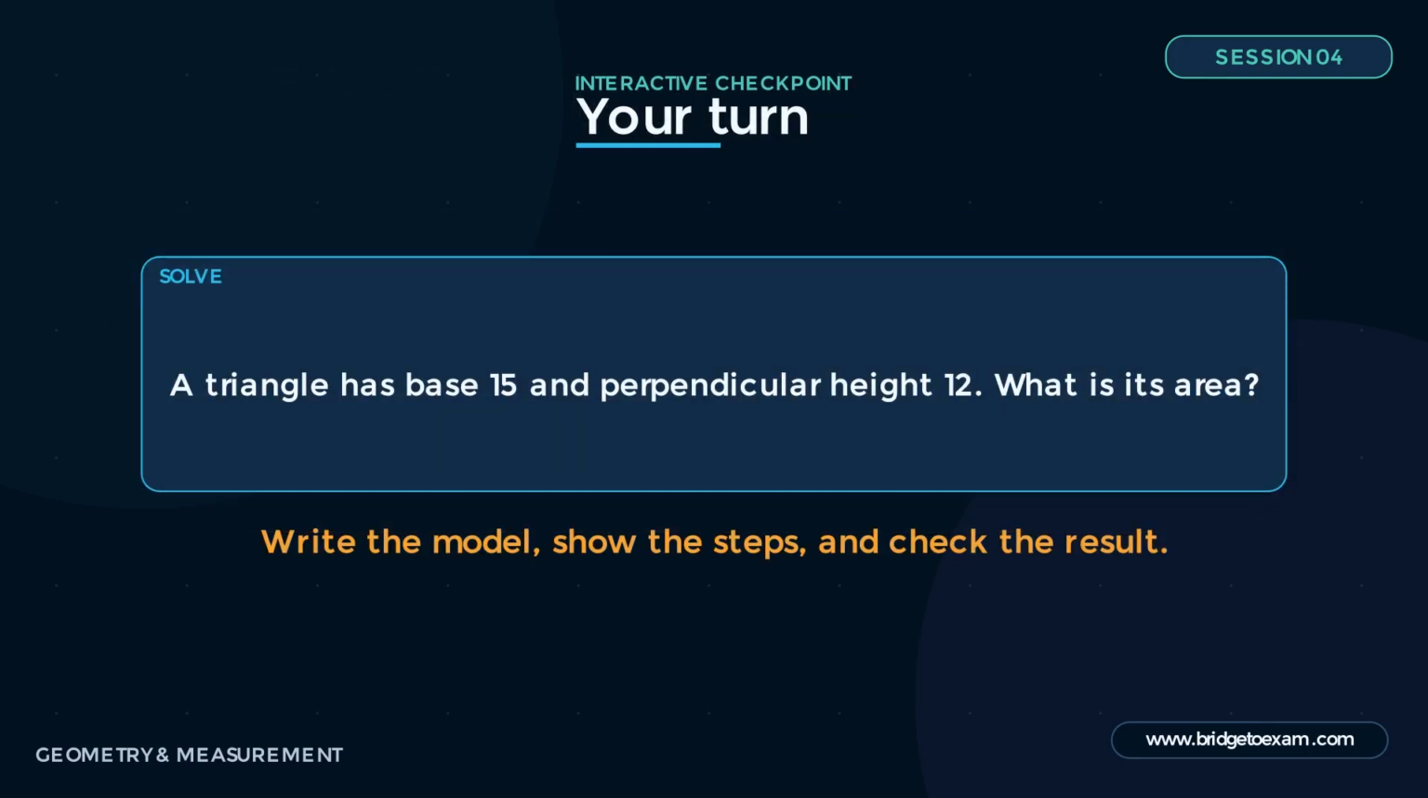Now it's your turn. A triangle has base 15 and perpendicular height 12. What is its area? Write a formula or a relationship before calculating, then use the next 6 seconds to finish your reasoning.